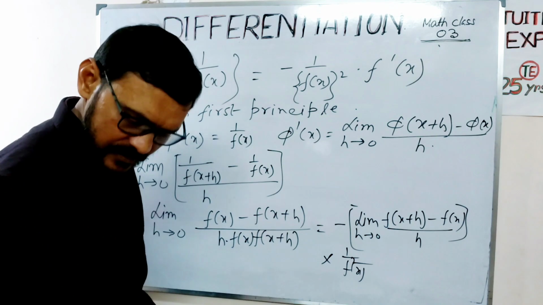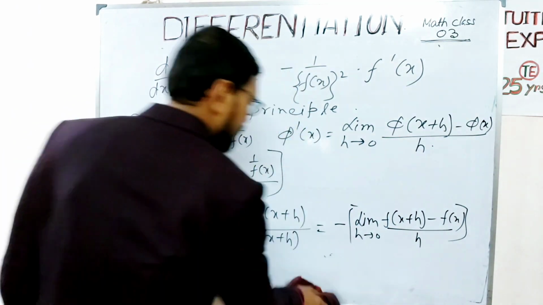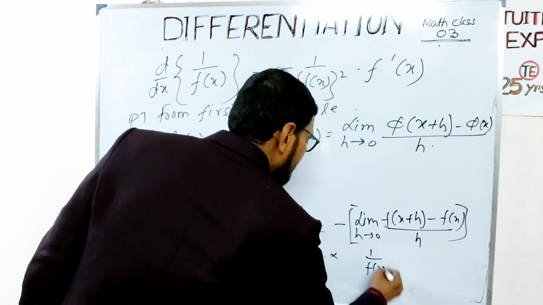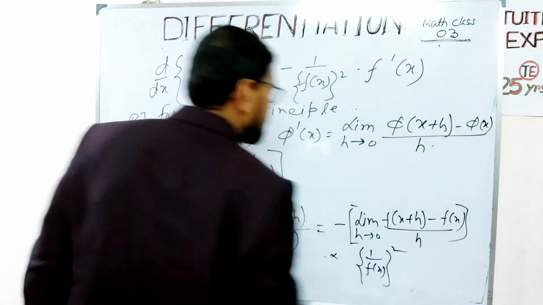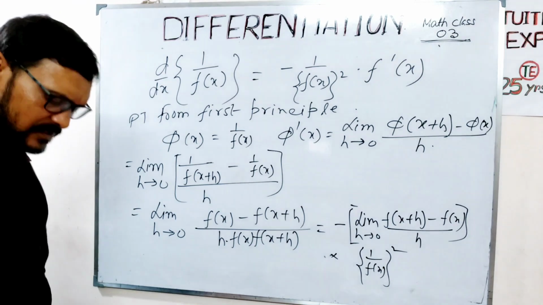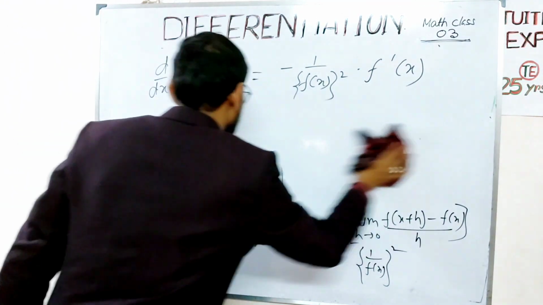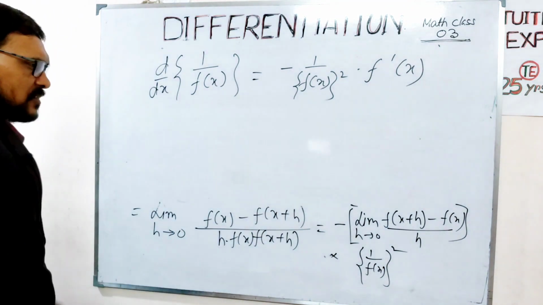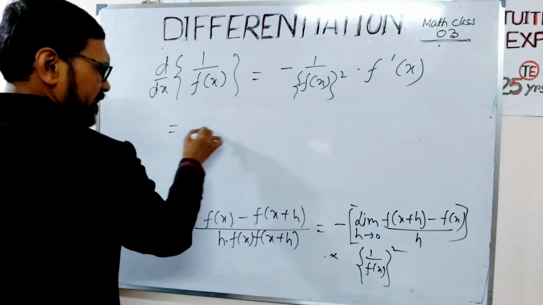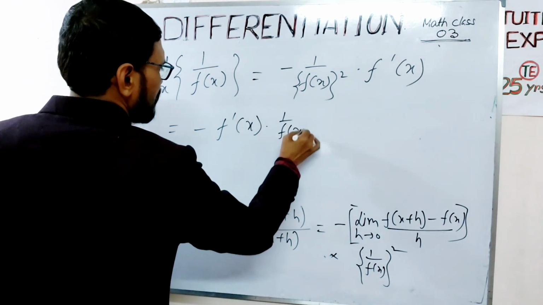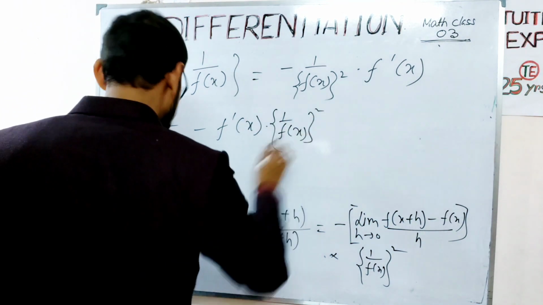We get 1 by f(x) square, so this is the result. So this is the result: minus f dash x into 1 by f(x) whole square. This is the answer.